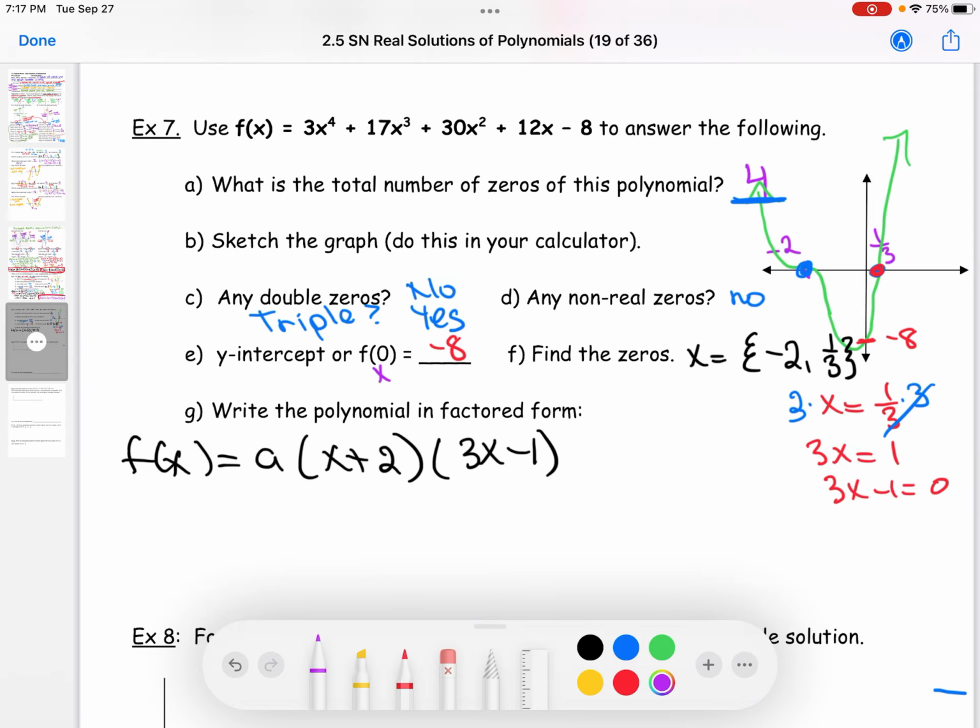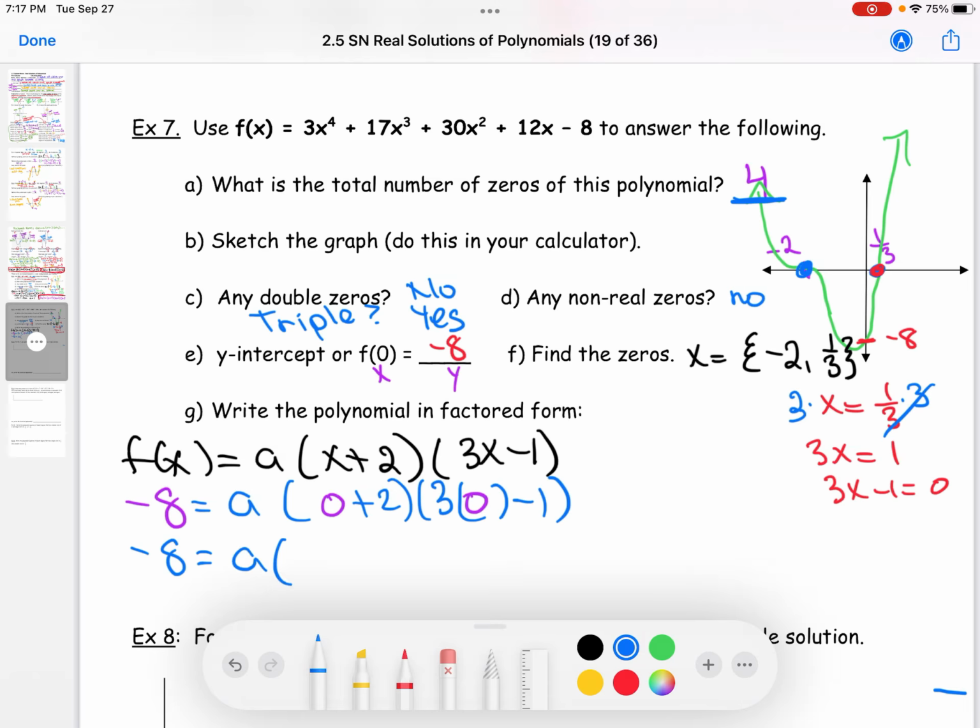Now, to calculate that a, we use that y-intercept again. When x is 0, that y will be -8. So -8 plugged in for the y, 0 plugged in for the x, and we can calculate this a value. -8 will equal a times 2 times 3 minus 1 is 2. Something's up there. This is a third power on that 2, on that root. And I messed this up too. 3 times 0 is 0, minus 1 is -1.